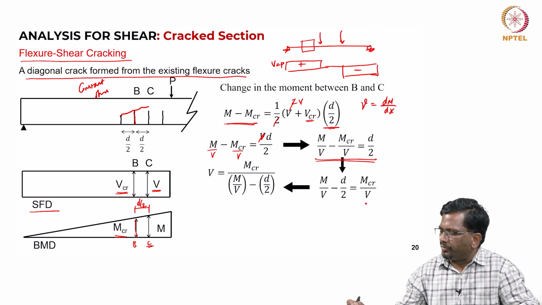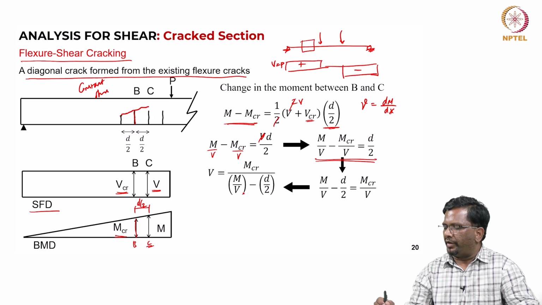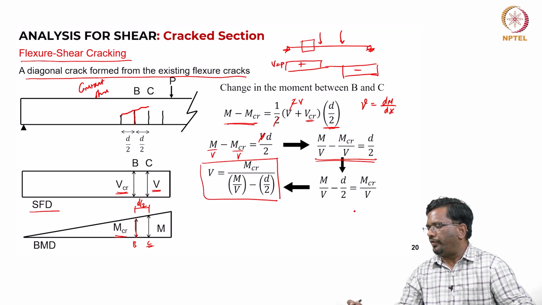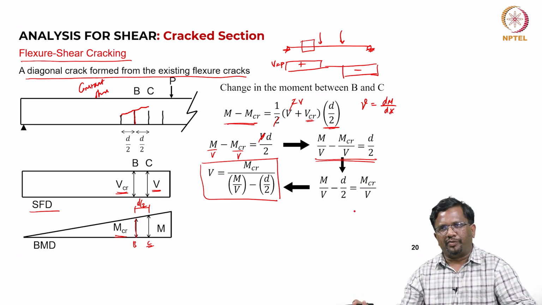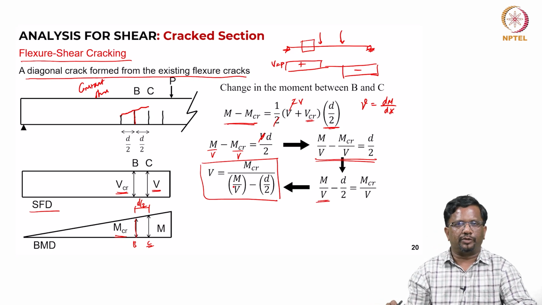If you substitute that, this is what we have, and then we can write V in terms of this formulation with some simplification. What we have done here is brought d by 2 on this side, taken MCR by V on this side, and then I am finding out the expression for V in terms of other variables. So, that is what we have done.